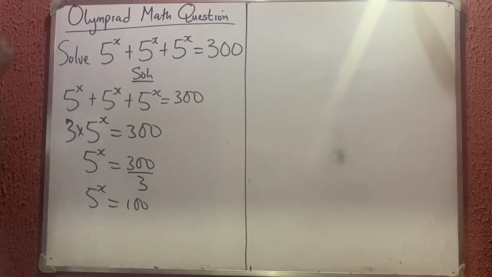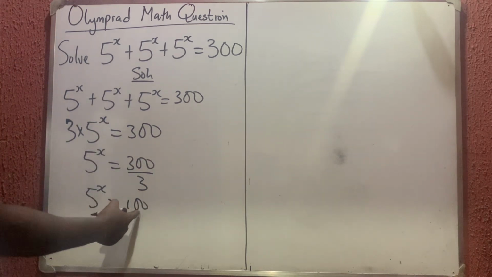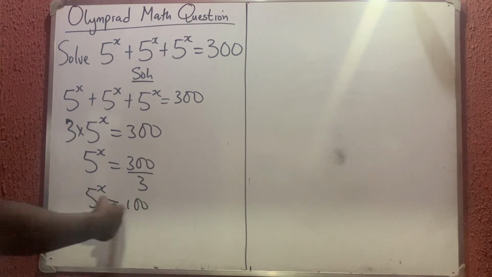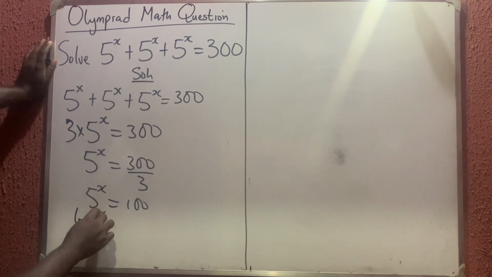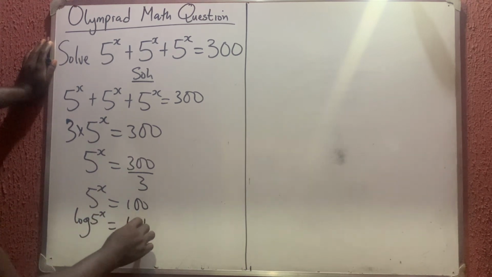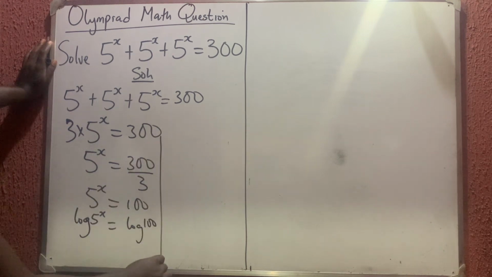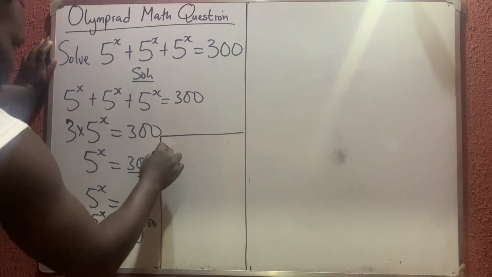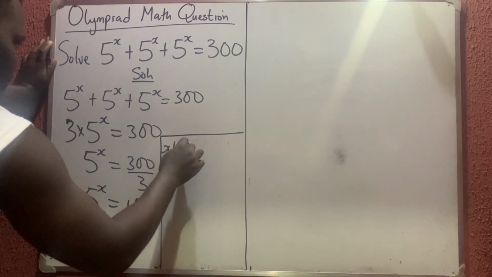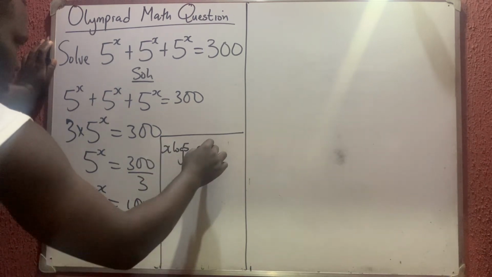100. Now, because I cannot reduce this 100 to be in the base of 5, then I'm going to solve it with logarithm. So I'm going to take the log of both sides. I'll say log 5 raised to power x is equal to what? Log 100. Okay, so please permit me to finish it up here. So I'm going to have that this one will go to the back to have that x log 5 is equal to log 100, which is 2.